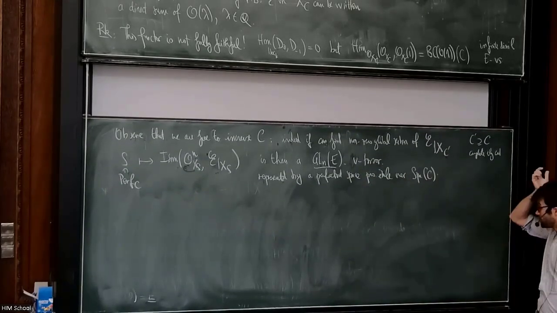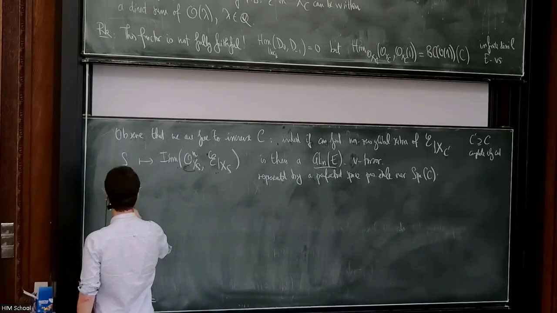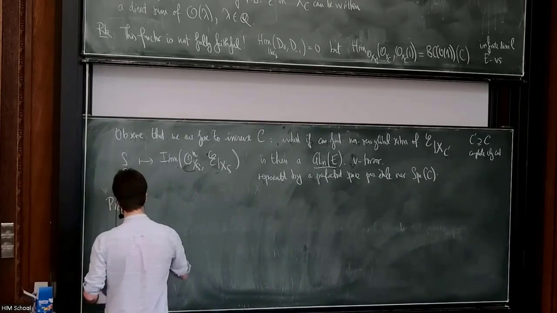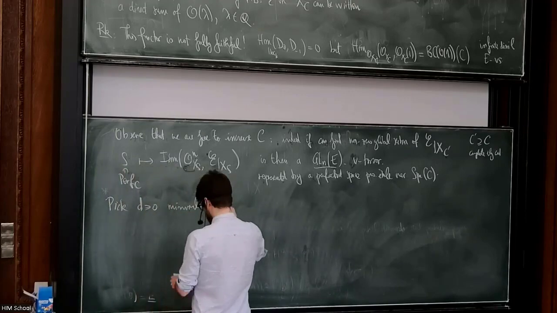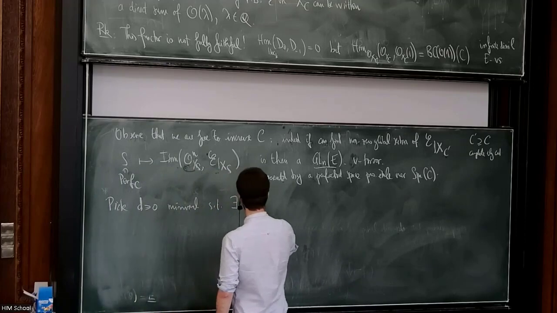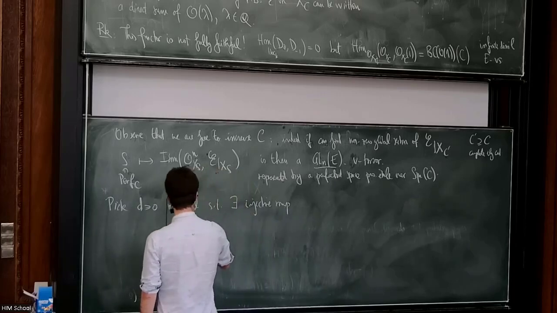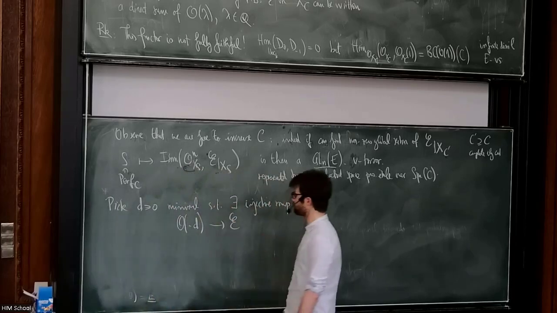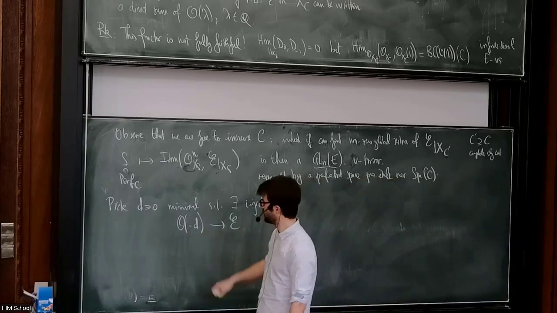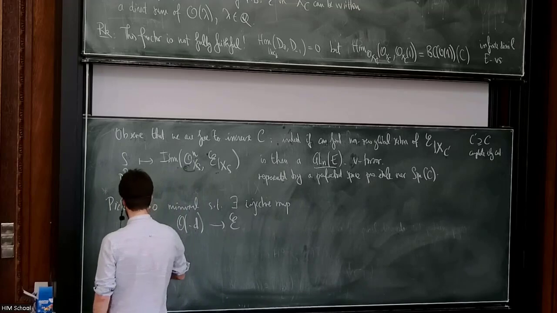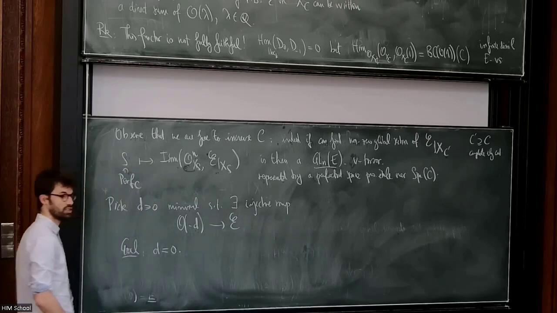And so finally, let's pick D, which is non-negative and assumed to be minimal with the property that we have an injective map from O(-D) to E. So our goal is to prove that D is actually 0.